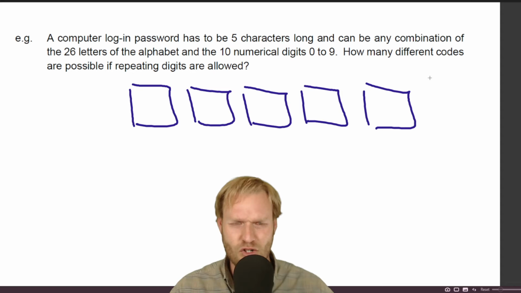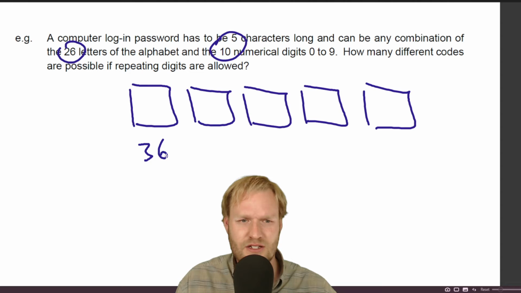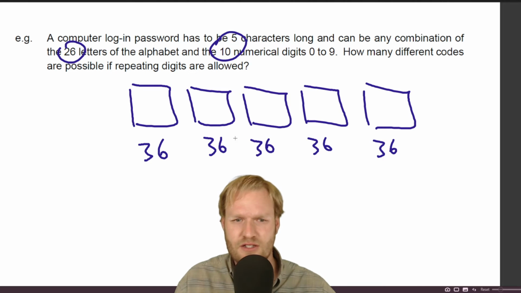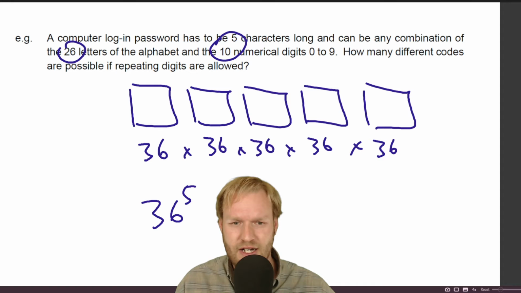Okay, so you've got some sort of guess. Maybe they're 100, 1,000, 100,000. I don't know. Let's have a look. So we've got our 26 letters plus our 10 numericals. We've got 36 different options for each of these. So 36, 36, all of those. So we just need to multiply these together. So in other words, that's 36 to the 5.